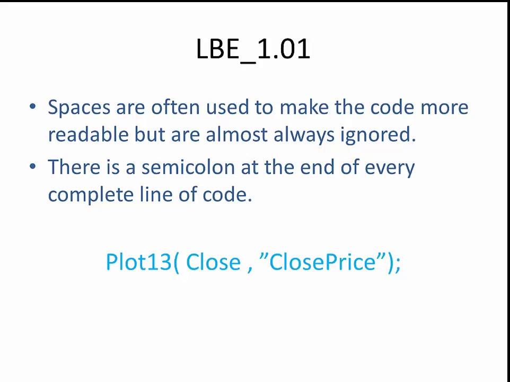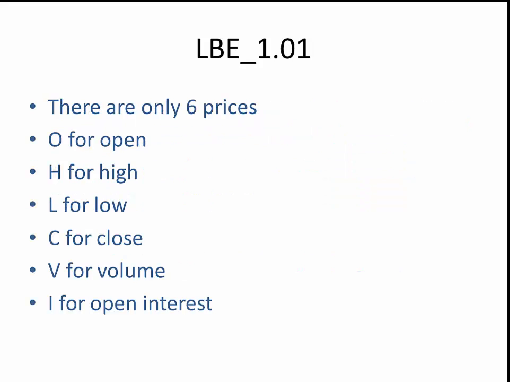Spaces are often used to make the code more readable, but are almost always ignored, and there is a semicolon at the end of every complete line of code. So we have now a completed line of code with the semicolon. There are only 6 prices in TradeStation. Shorthand for open is the letter O, H for high, L for low, C for close, V for volume, I for open interest, which is for future contracts only, or options.